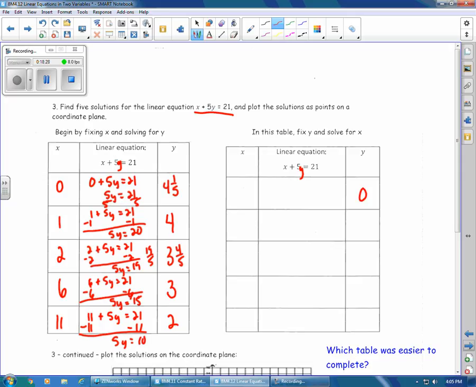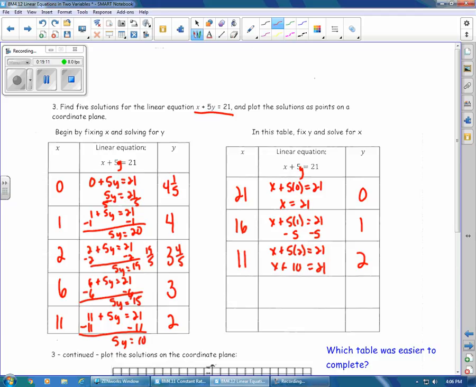So let's start the way I normally do. Let's fix that equal to 0. x plus 5 times 0 equals 21. Ooh, that's easy. x equals 21. Cool. I like that. If y is 1, x plus 5 times 1 equals 21. 5 times 1 is 5, so I'm going to subtract 5 from both sides, and I'm going to get x equals 16. Pretty easy again. Okay, if y is 2, x plus 5 times 2 equals 21. x plus 10 equals 21. Subtract 10 from both sides, and I get 11.